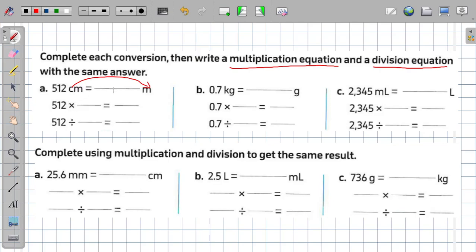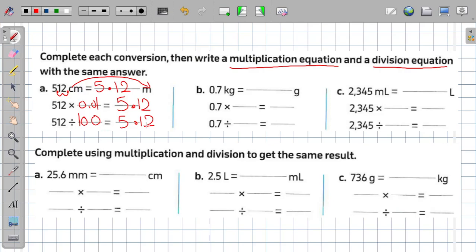From centimeter to meter, we will multiply by 0.01. And if we want to use the division operation, we will divide by 100. So the decimal point is now after 2, and we will move it 2 places to the left. So the decimal point will be between 5 and 1. So the result will be 5.12.